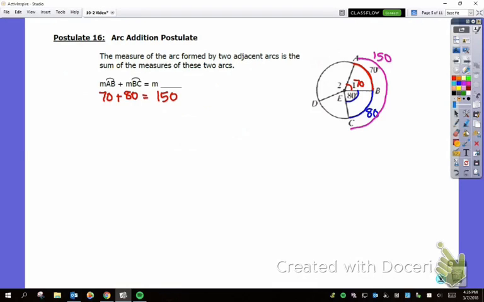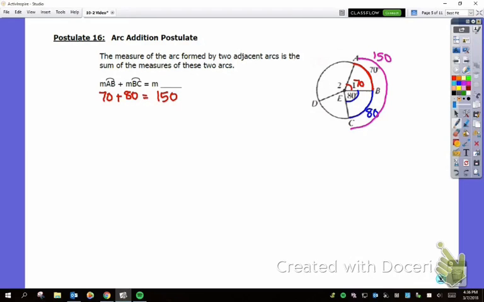Okay, now the next thing has to do with the arc addition postulate. We talked about this when we did angle addition. We talked about this when we did segment addition. It's pretty much the same thing. It says the measure of the arc formed by two adjacent arcs is the sum of the measure of these two arcs. Remember, sum means we're adding.